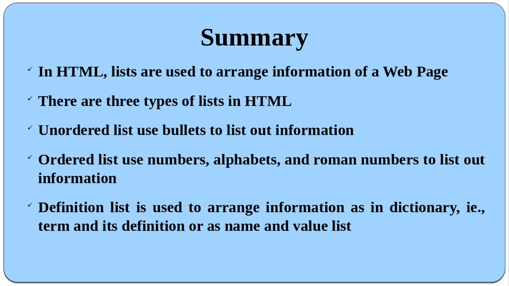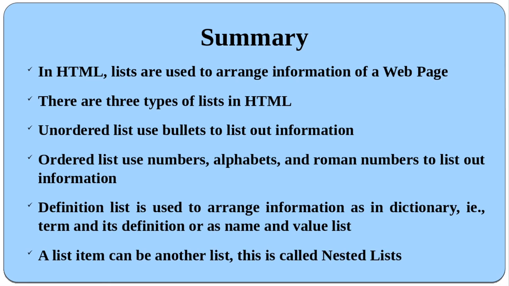Definition list is used to arrange information, as in the case of a dictionary, the term followed by its definition or name value pair. A list item can be another list, which is called nested lists.